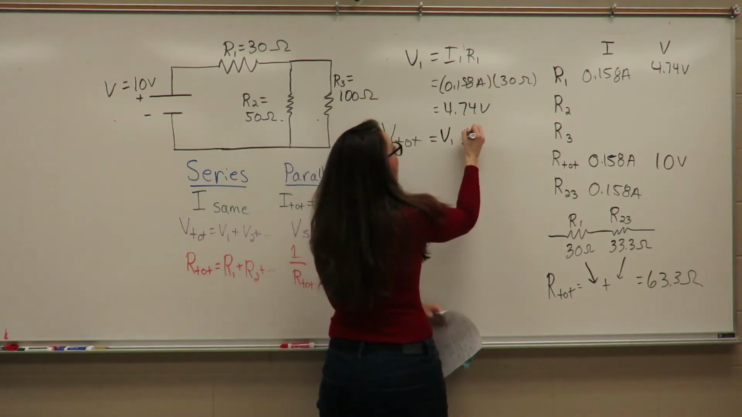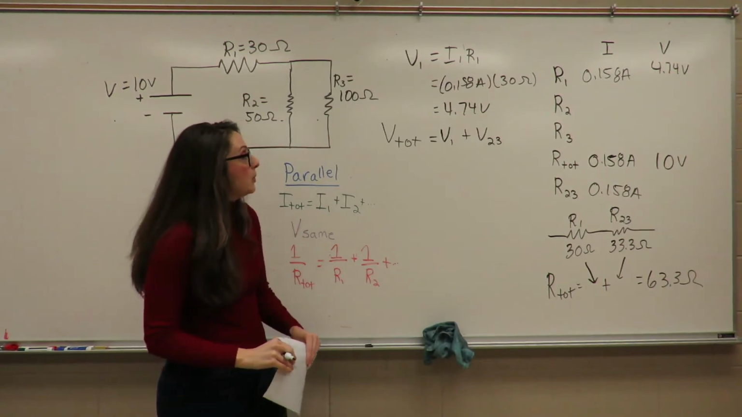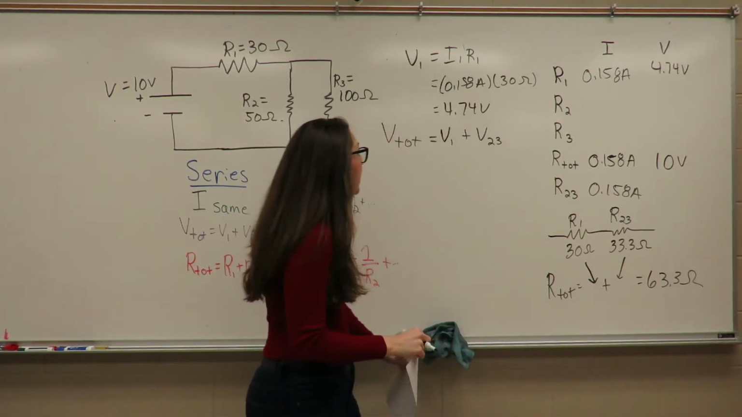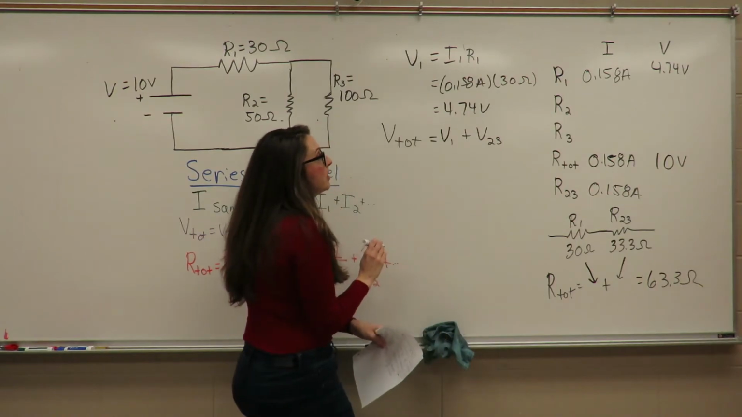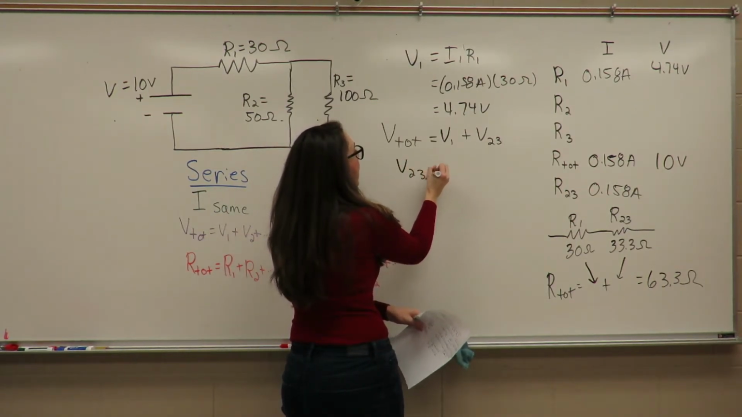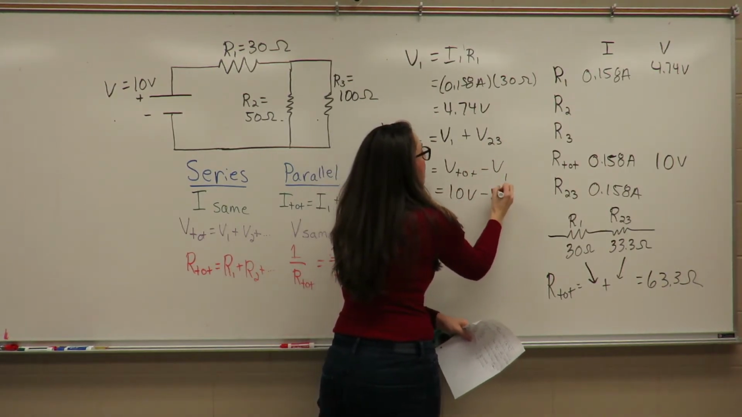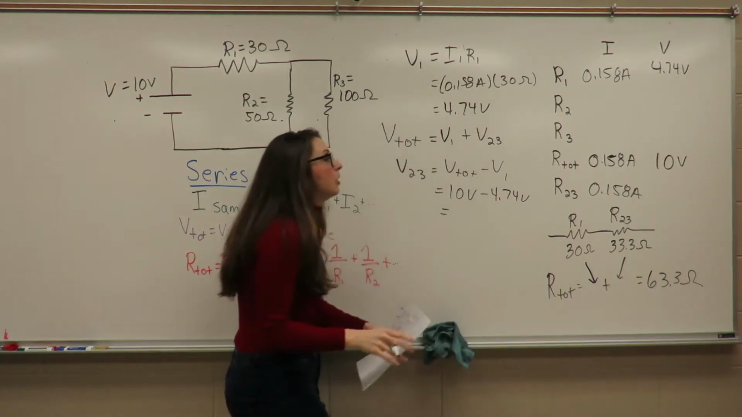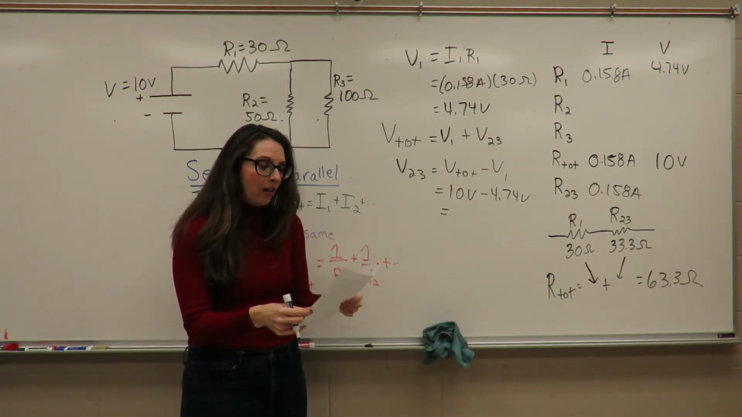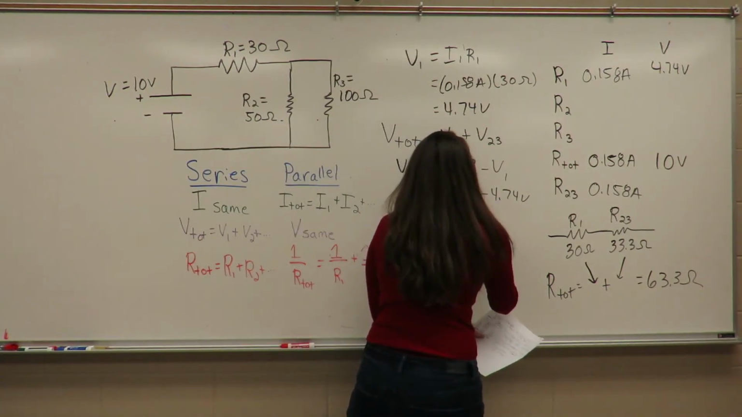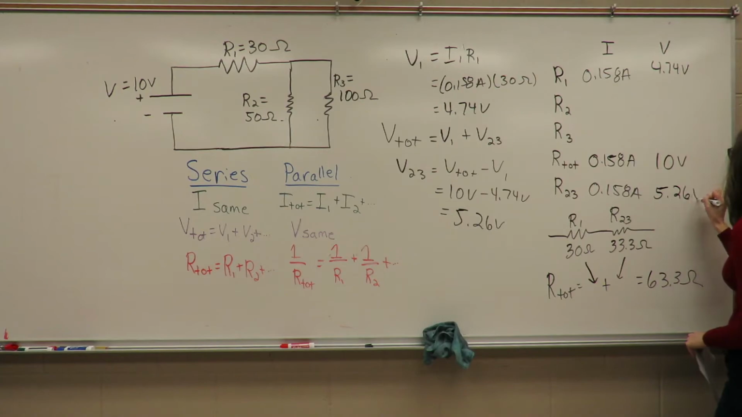Now, we know that the total voltage across my resistors in series equals the voltage drop across my first resistor plus the voltage drop across my second resistor, which in this case I'm representing as my equivalent resistor R23, okay? So if my total voltage is 10 volts, V1 I know to be 4.74 volts, then V23 has to equal V total minus V1. So that's 10 volts minus 4.74 volts. So the voltage drop across my resistors in parallel, R23, is equal to 5.26 volts.